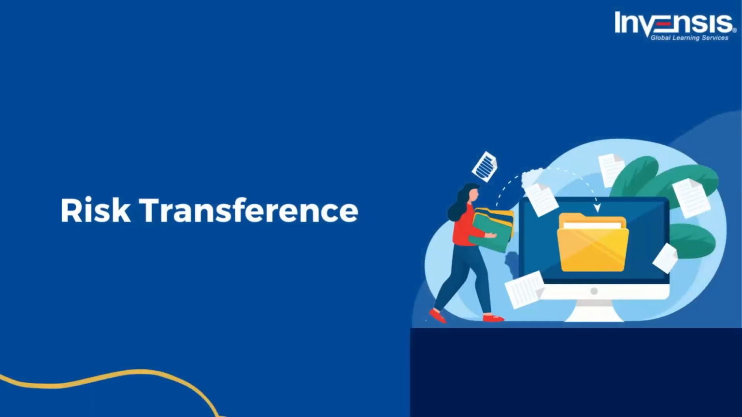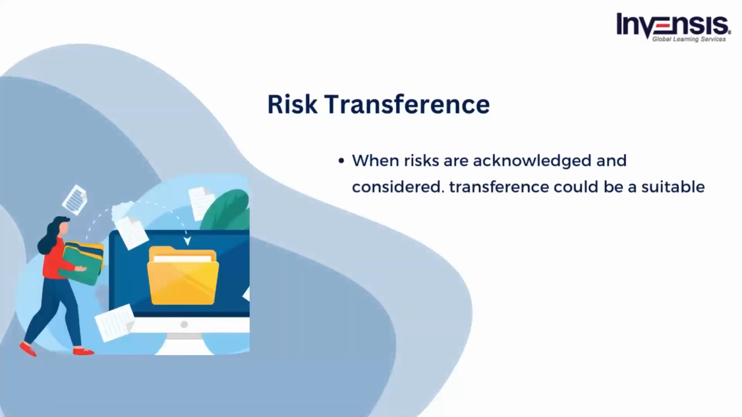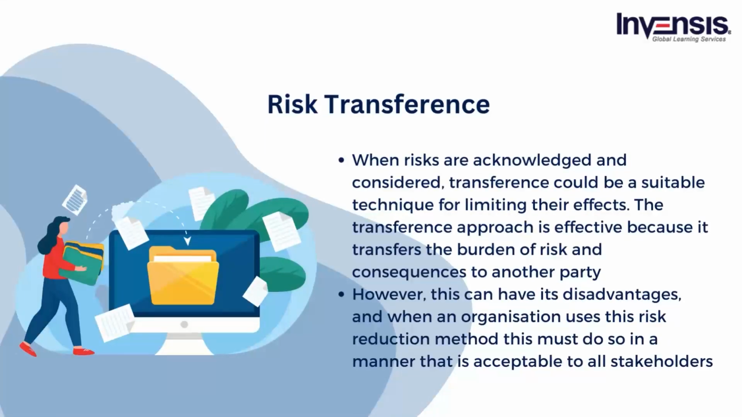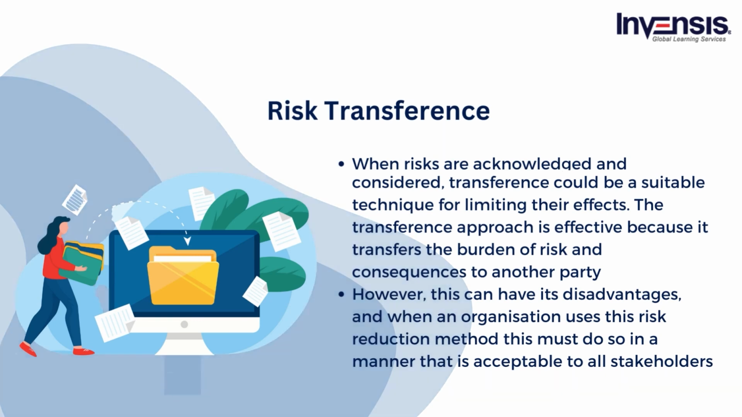The fourth risk mitigation strategy is risk transference. When risks are acknowledged and considered, transference could be a suitable technique for limiting their effects. The transference approach is effective because it transfers the burden of risk and consequences to another party. However, this can have its disadvantages, and when an organization uses this risk reduction method, it must do so in a manner that is acceptable to all stakeholders. The example that follows shows how and when risk reduction strategies use transference.